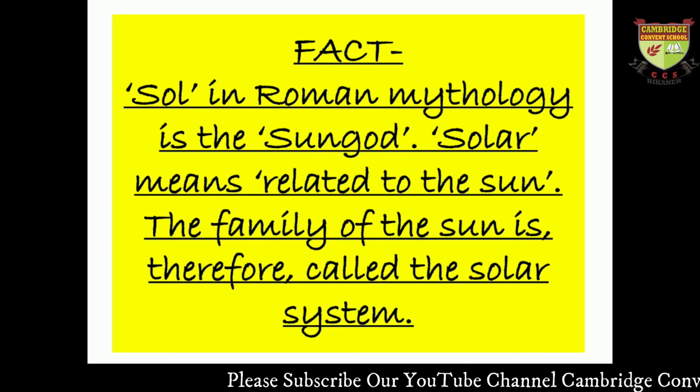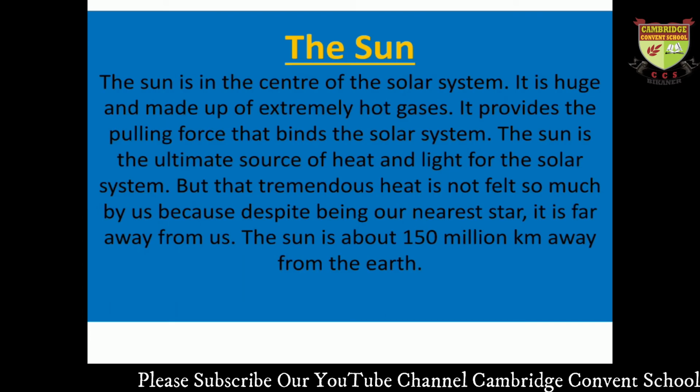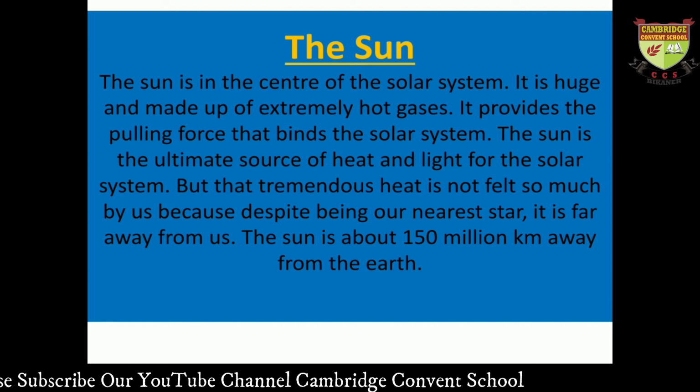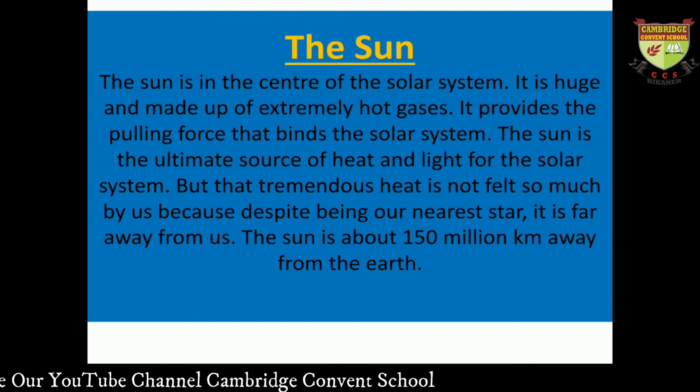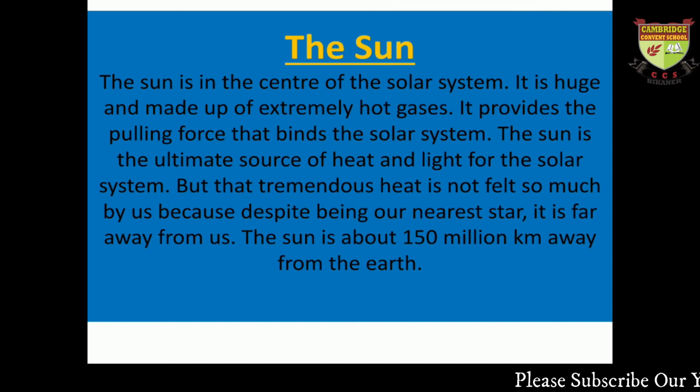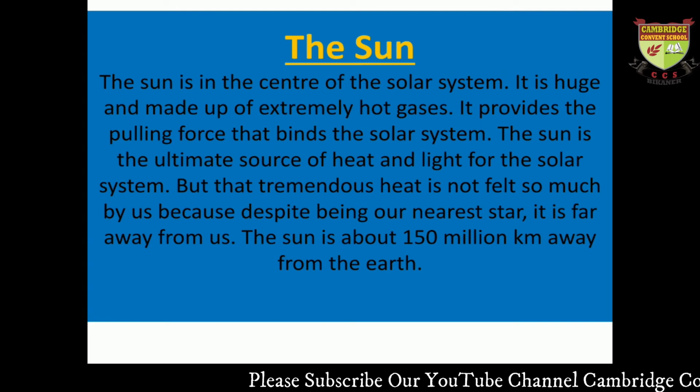Now the sun. The sun is in the center of the solar system. It is huge and made up of extremely hot gases. It provides the pulling force that binds the solar system. The sun is the ultimate source of heat and light for the solar system, but that tremendous heat is not felt so much by us because, despite being our nearest star, it is far away from us. The sun is 150 million kilometers away from the earth.